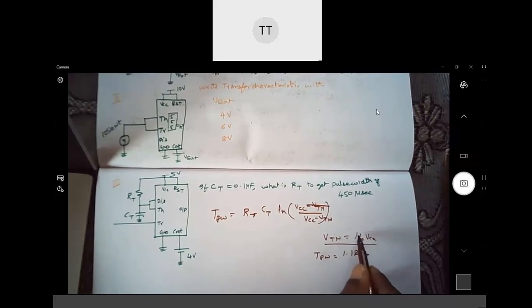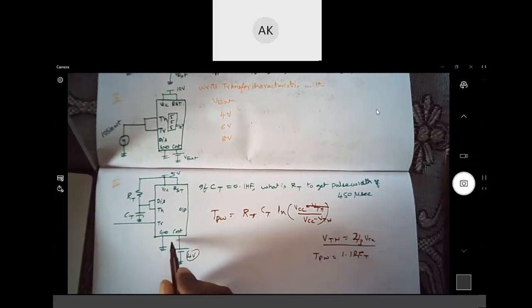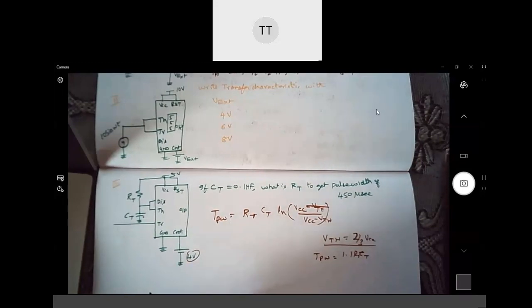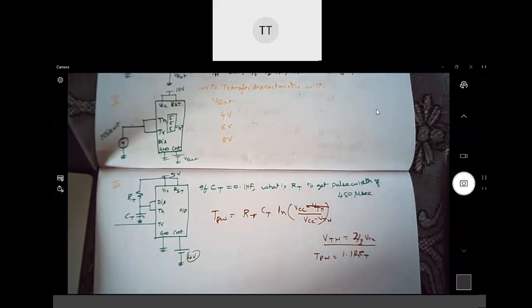If VTH is equal to, sorry, not one third, two third of VCC, then the pulse width is so and so. Correct? Suppose this is not connected, and you connect a capacitor here. If you connect a capacitor, then what is V control or VTH? It's 1.1 RT CT. What is V control voltage or VTH? That is 2/3 of VCC.